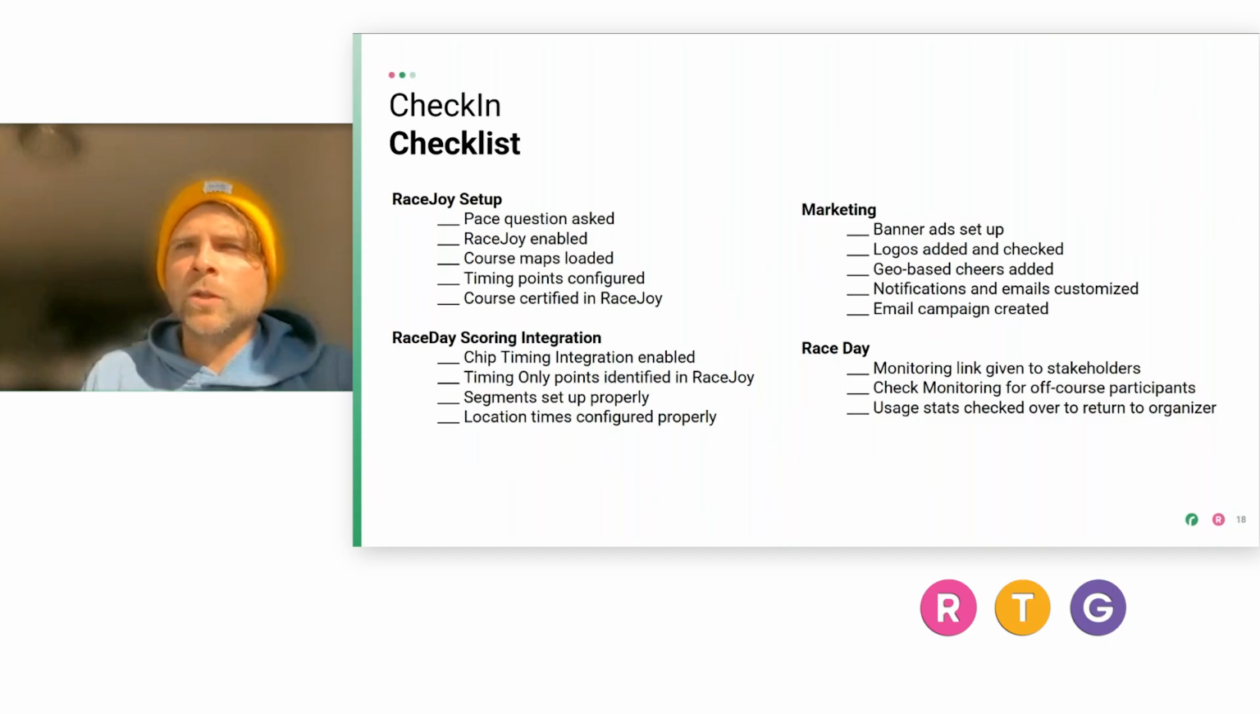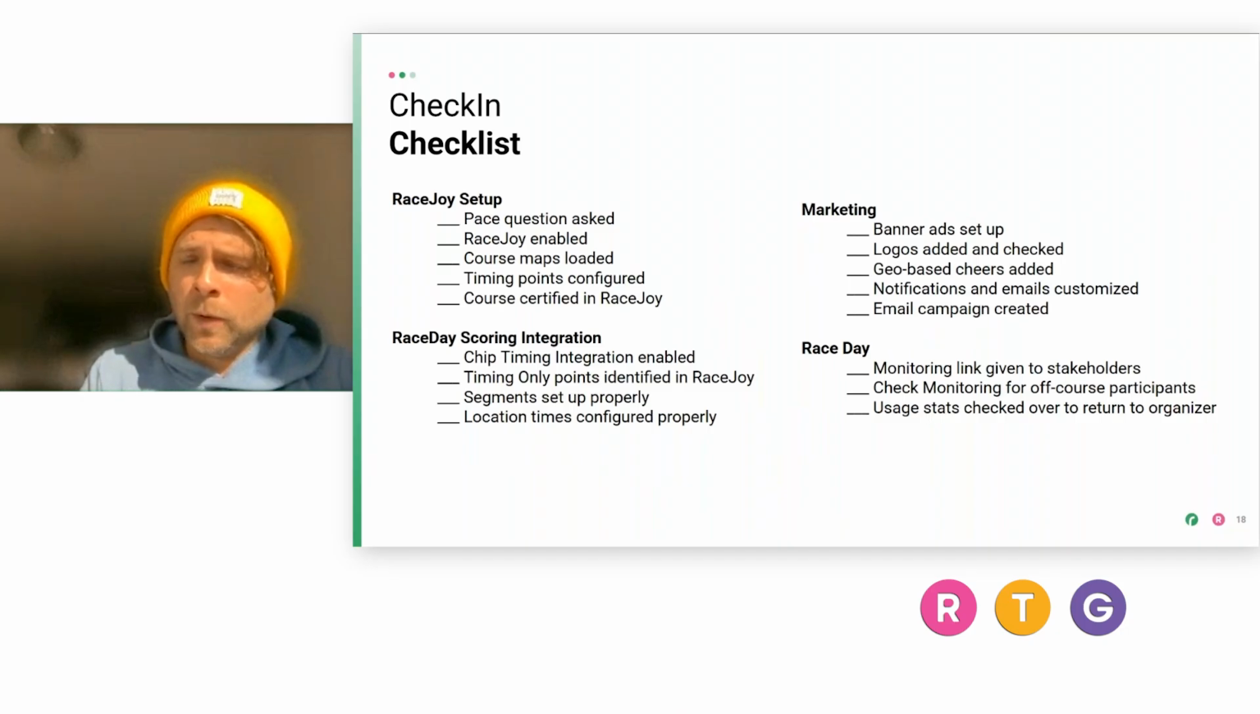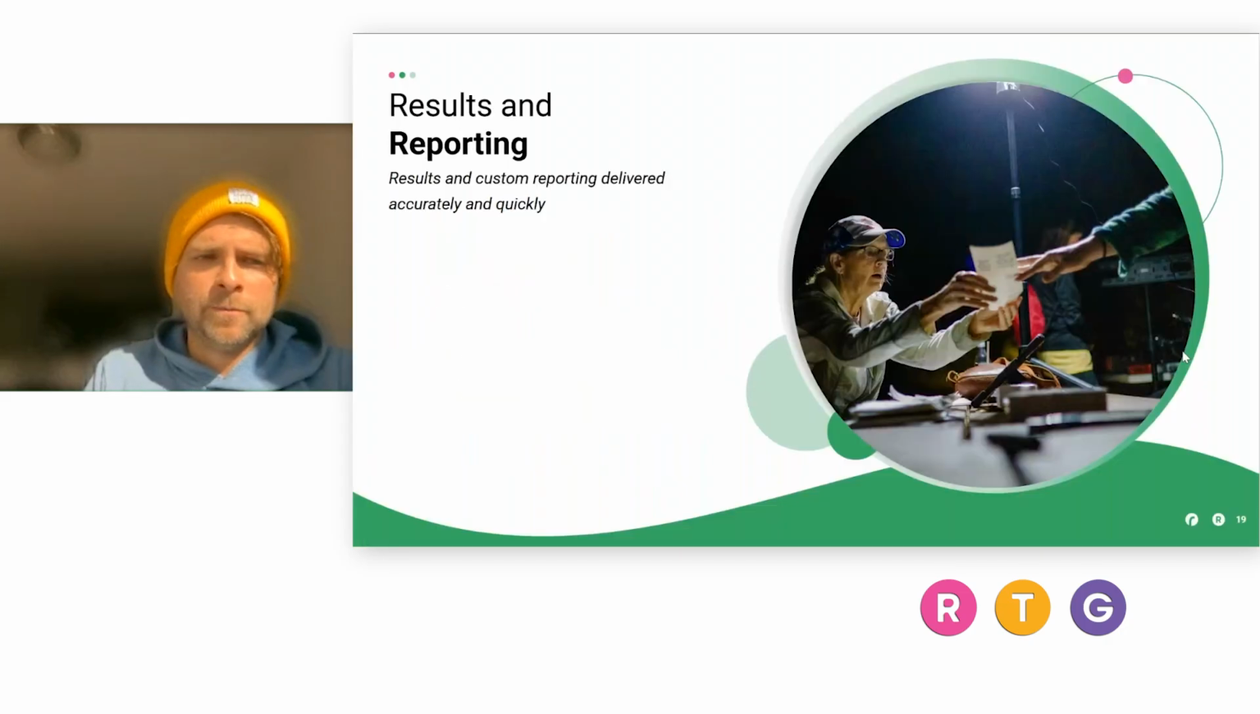And then on race day itself, using that monitoring link is a really cool value add, especially if your race has a command center. Being able to give them the RaceJoy monitoring is a huge plus for them to be able to just have that at a glance. And then on your end as the timer, check the monitoring for off-course participants. Post-race, make sure you're passing back those usage stats to the organizers so that they can offer those to the sponsors or just see the value that you've added by offering this.